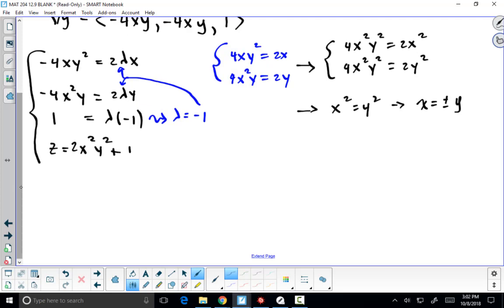Okay, so now we have that x squared is equal to y squared. So if we plug that in down here, we have to get down to this constraint equation. So z is going to equal, if we plug in y squared, x squared is getting replaced with the y squared, so we get 2y to the 4th plus 1 equals 0. Oh, whoops, not equals 0. They're just equal to each other.